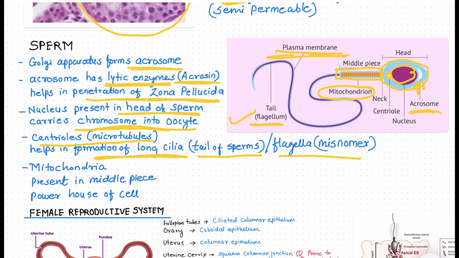Centrioles, also known as microtubule organizing centres, help in formation of the long tail of the sperm, the flagellum. So the centriole is responsible for formation of this long tail. Then come to mitochondria. Mitochondria is present in the middle piece and it is the powerhouse of the cell, okay. Powerhouse of the cell is mitochondria.